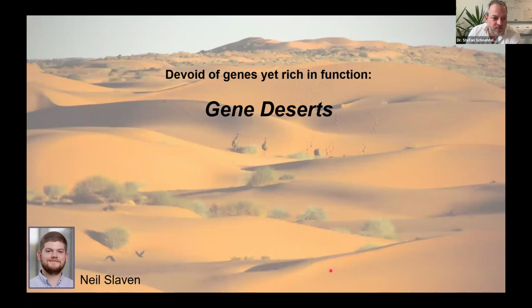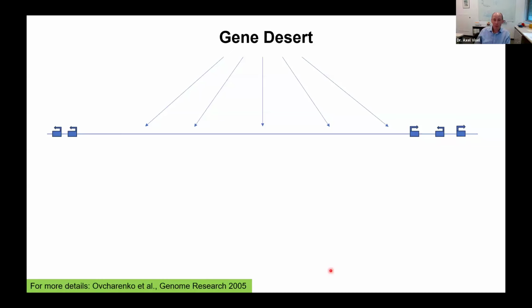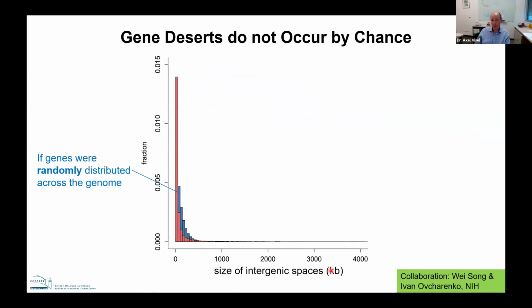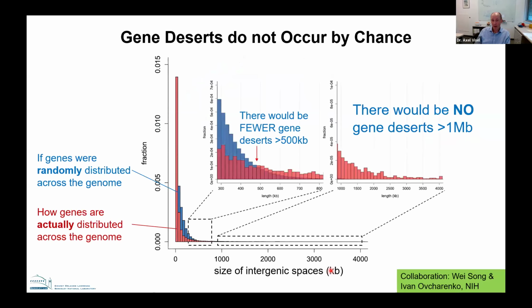The last one is about gene deserts. The human genome contains these vast gene deserts that have been observed for a long time. They don't occur by chance, they are conserved, but it's unclear what exactly they do. There are more of them than you would expect by chance, indicating that there's something to what I like to call desertness of these regions that prevents the insertion of new genes, but it's not quite clear what drives it.